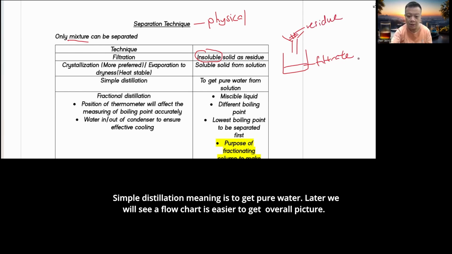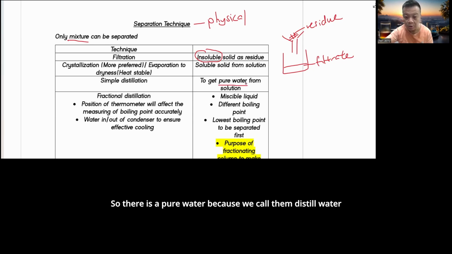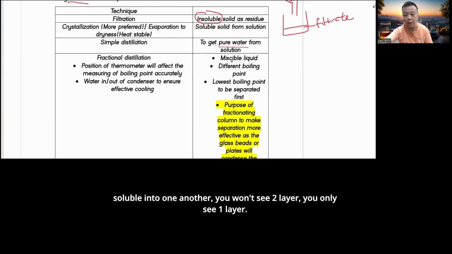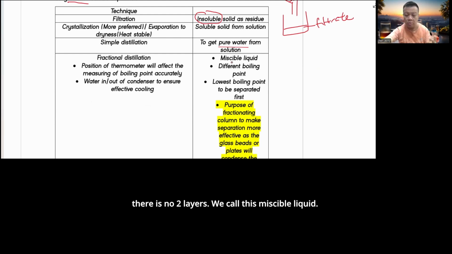Simple distillation is mainly to get pure water. Later we will see a flow chart, it's easier to get an overall picture. Pure water, we call it distilled water, or normally we want to get a liquid. But fractional distillation is normally for a liquid mixture, that means miscible liquids. Miscible means they can dissolve into one another. You won't see two layers, you only see one layer. For example, alcohol and water. There are no two layers. We call this a miscible liquid.